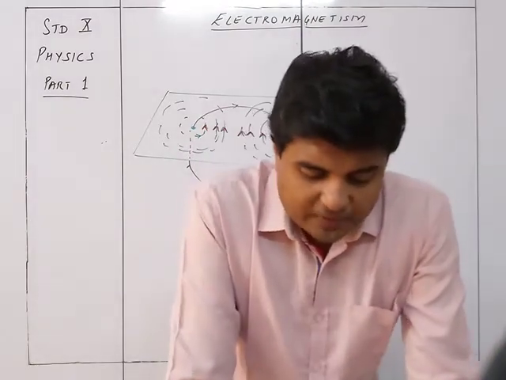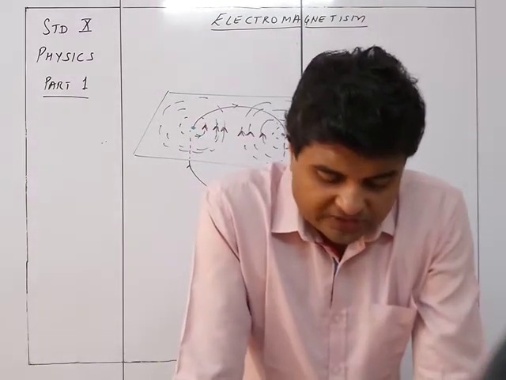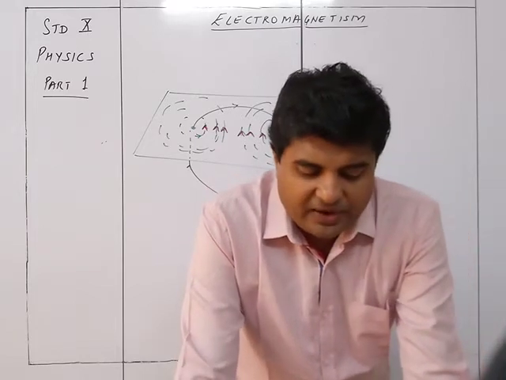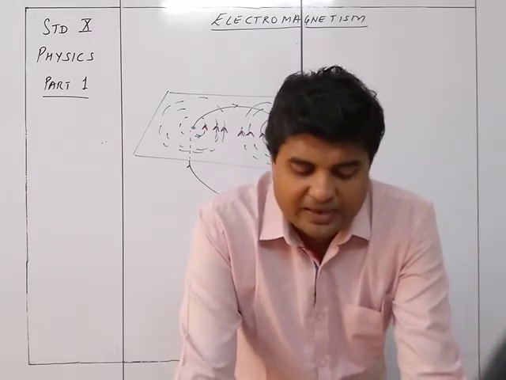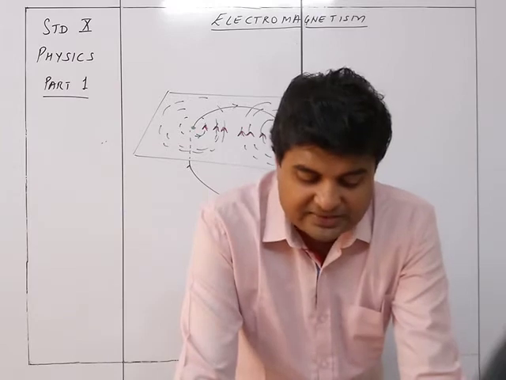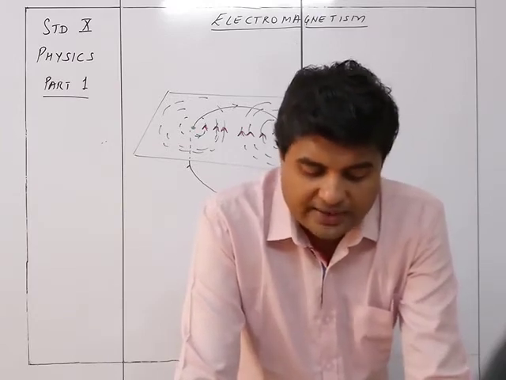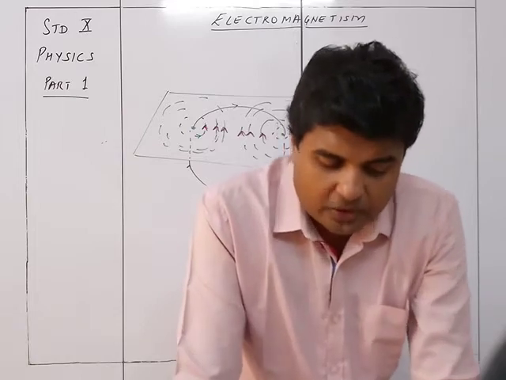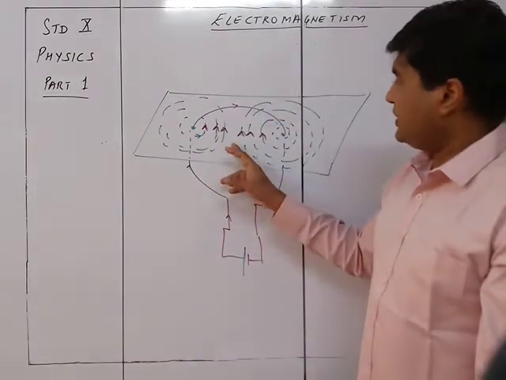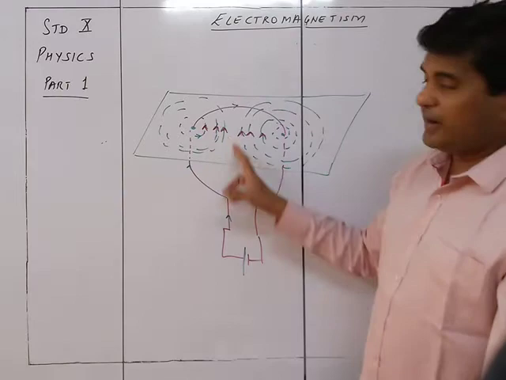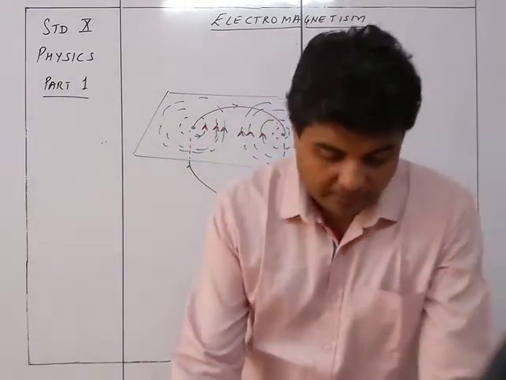Near the center of the loop, the magnetic field lines are nearly parallel to each other, so the magnetic field may be assumed to be nearly uniform in a small space near the center. At the center, the magnetic field lines are also along the axis of the loop and normal to its plane. So here it is, the axis of the loop, and they are perpendicular and normal to the plane.